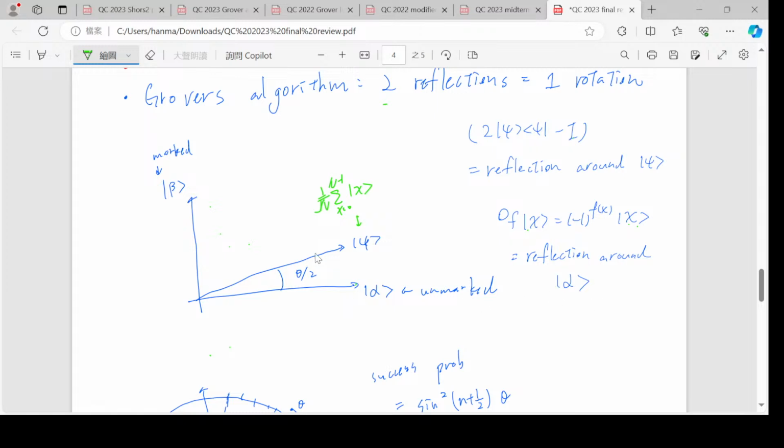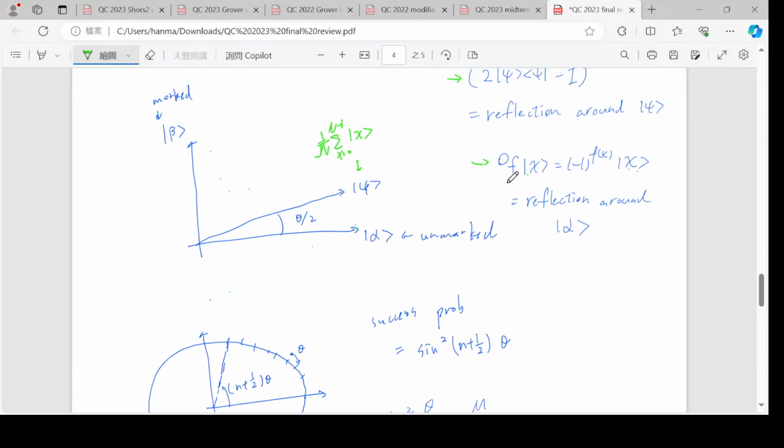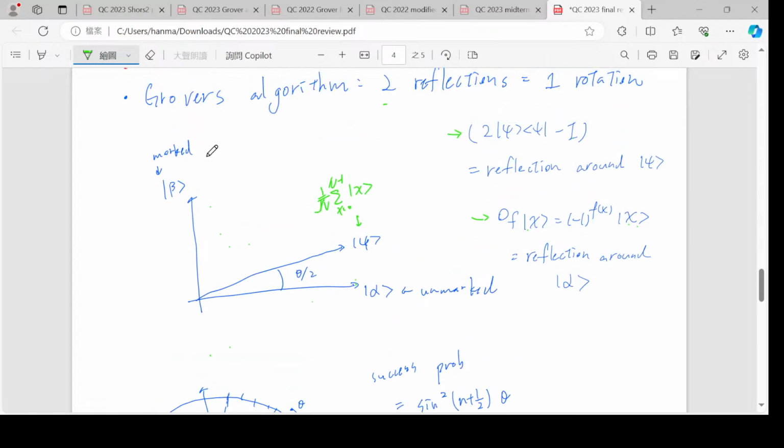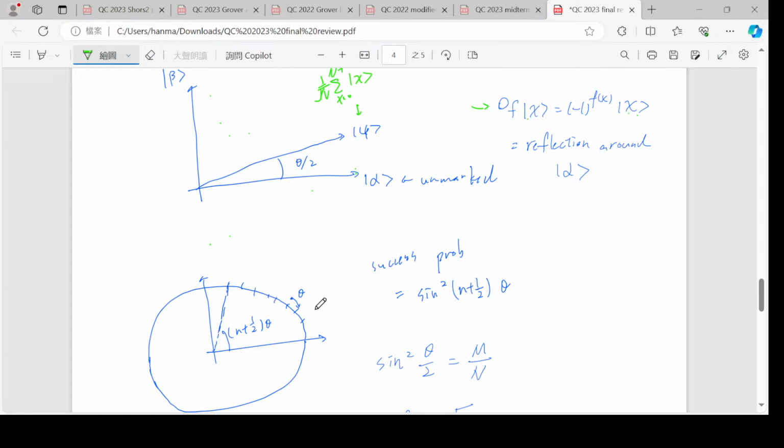Okay. And so the global algorithm is just you keep doing these two things. You keep reflecting around this and reflecting around that. Two reflections will be a rotation of twice the angle. So the angle here we call theta over 2. Then you do two reflections, you do one iteration. One global iteration is you do both of those things, and you rotate the angle by theta. And so you do it small n times, then you will be at the angle n plus 1/2 theta.